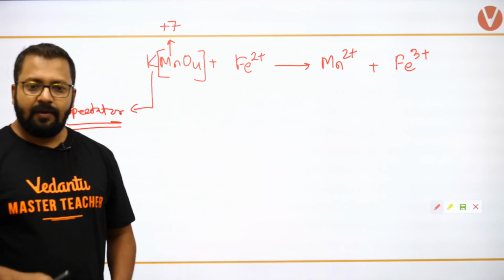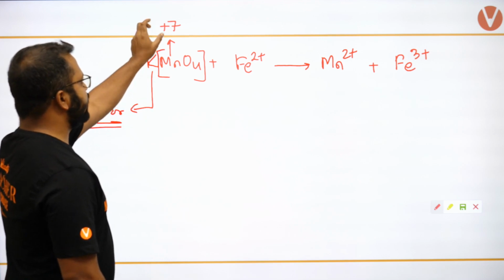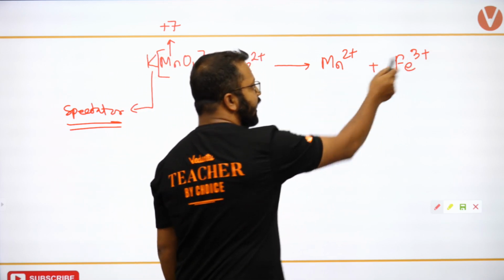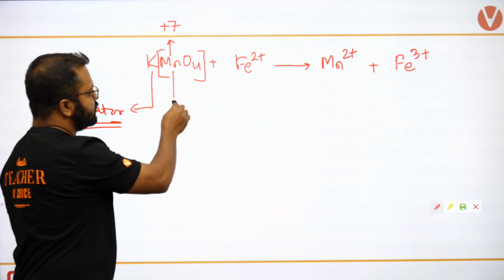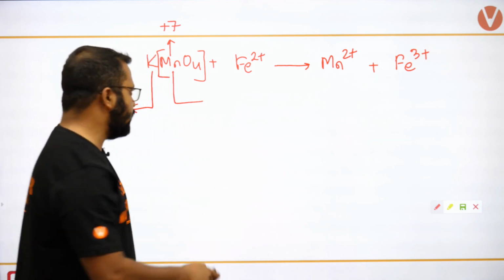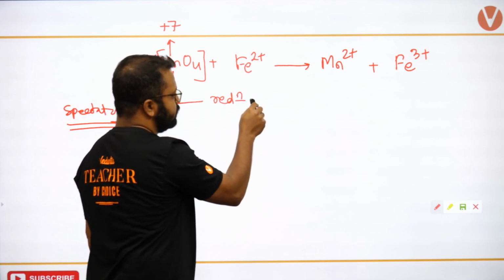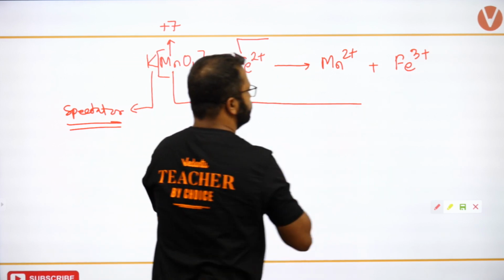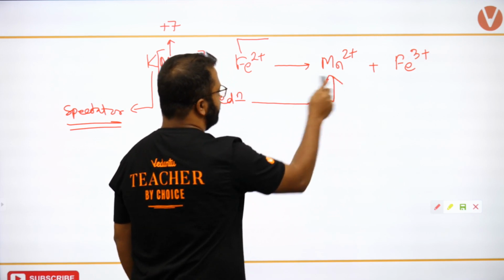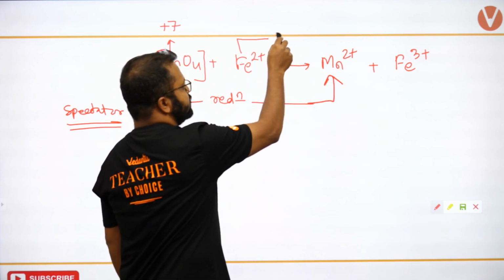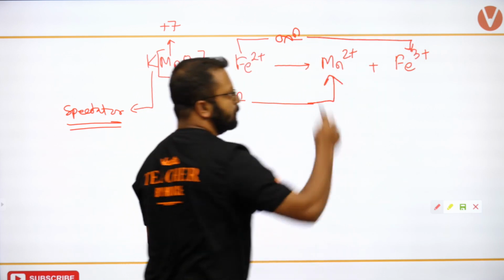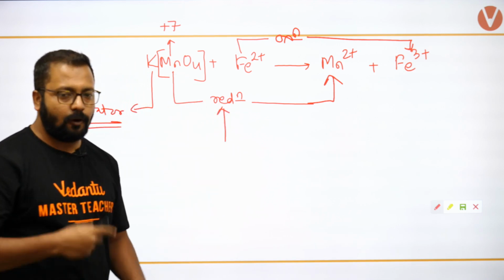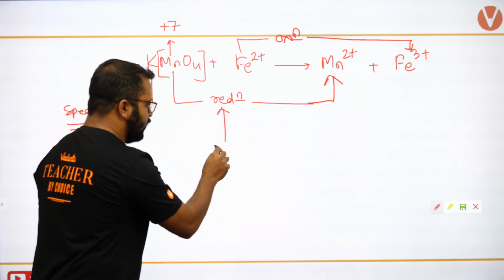Manganese has an oxidation state of +7. Iron has an oxidation state of +2, manganese goes to +2 and iron to +3. So +7 to +2, it is undergoing reduction, and +2 to +3 it is undergoing oxidation. Okay, oxidation. So whatever is undergoing reduction, can I call it an oxidizing agent?